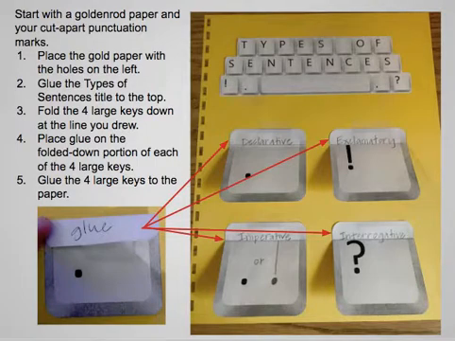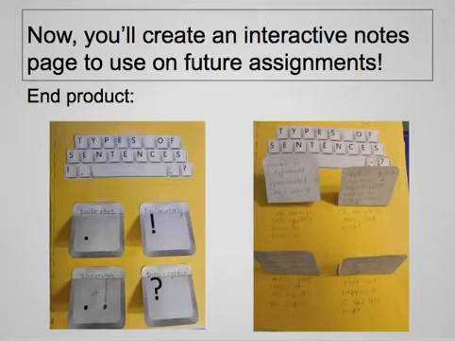Okay, from this point, we're ready to go to the next slide. We're going to make an interactive notes page to use on future assignments. So this is going to go in your interactive grammar notebook behind your parts of speech notes. It is going to end up looking like this. And if I lift each of the 4 keys, it looks like this. So you're going to have stuff, a definition and an example for each of the 4 types of sentences.